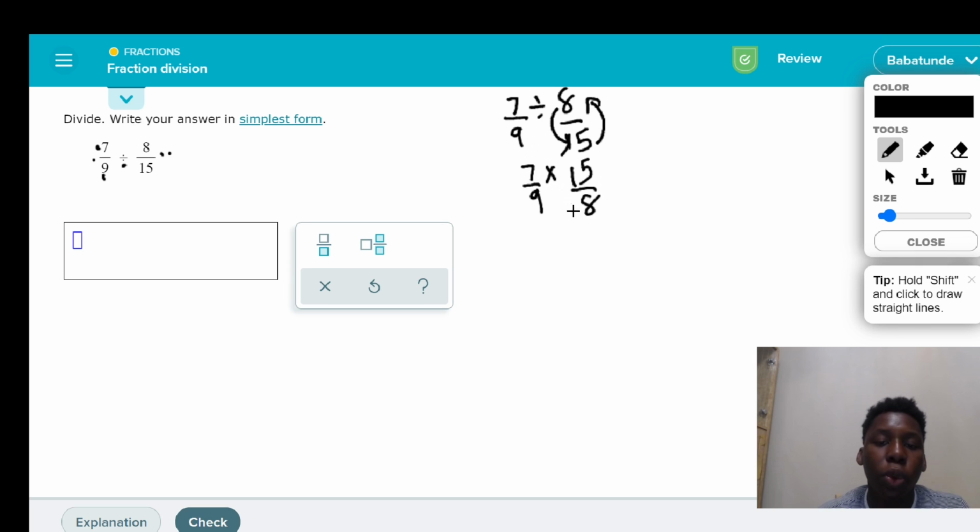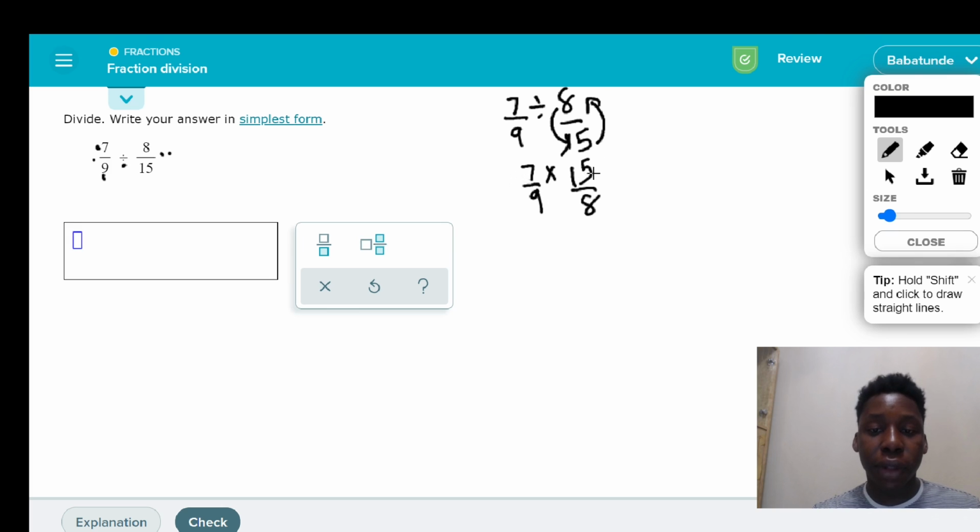Now we ask ourselves what number is common between a numerator and a denominator. We look at each number at the bottom and ask which one is common with a number at the top. Let's start with 9. What number is common between 9 and 7? 9 can't divide 7 without a remainder, so this is out of the picture for now.